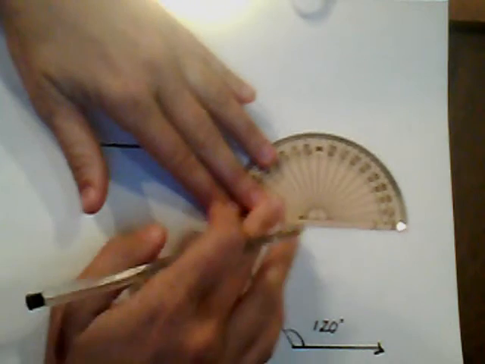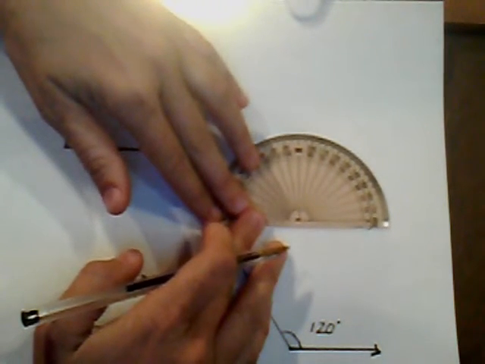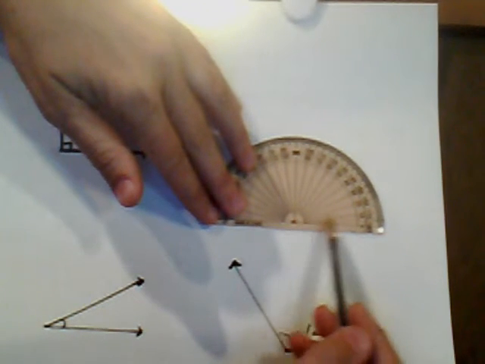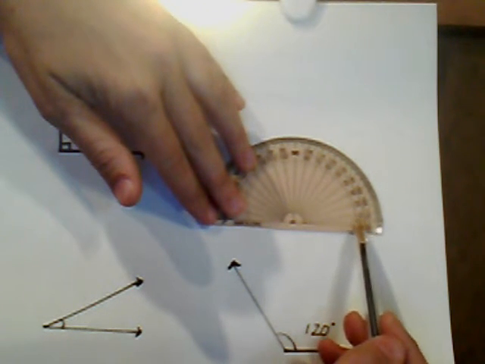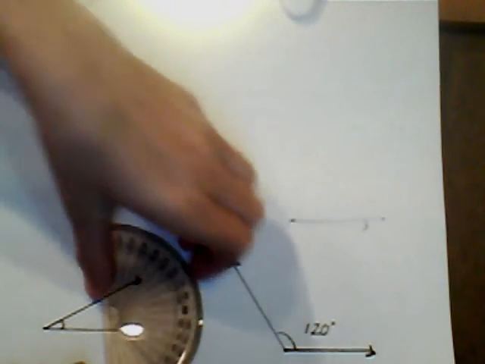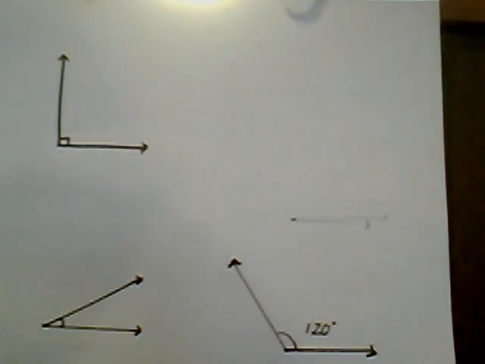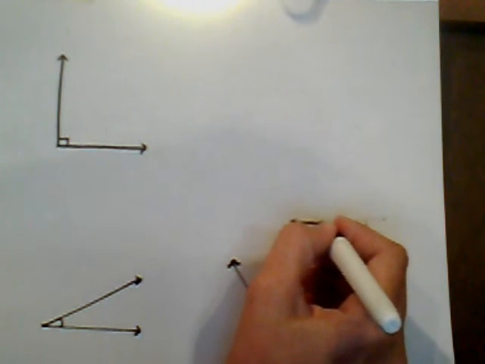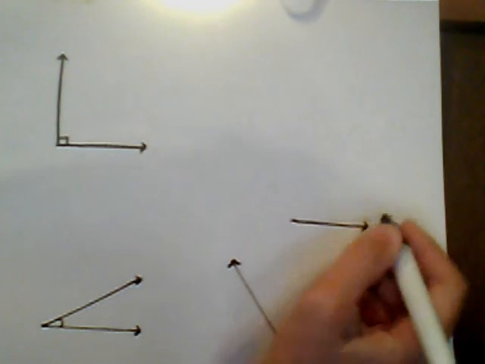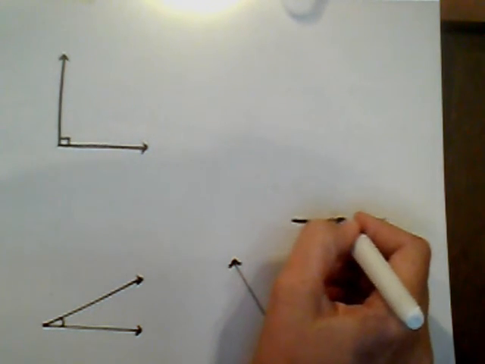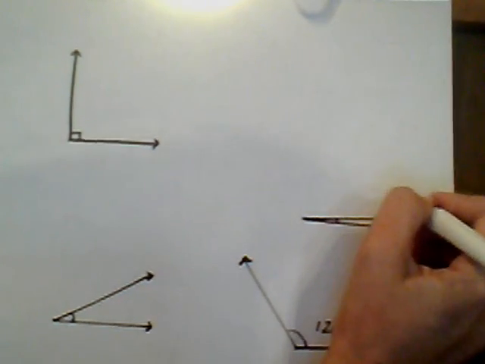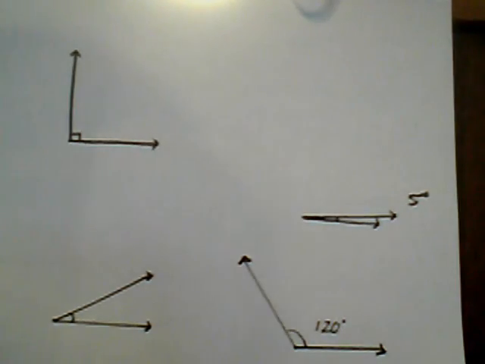Okay, now we want to check our work. So we put this on the vertex, line it up with our bottom ray, follow it out, and it is directly between the 0 and the 10. I'm going to fill that in with marker so that you can see it a little better. We have an acute angle with a 5 degree measure.